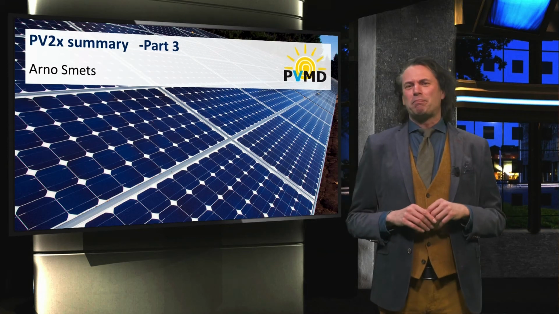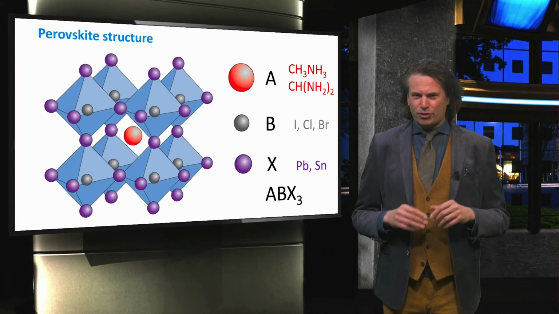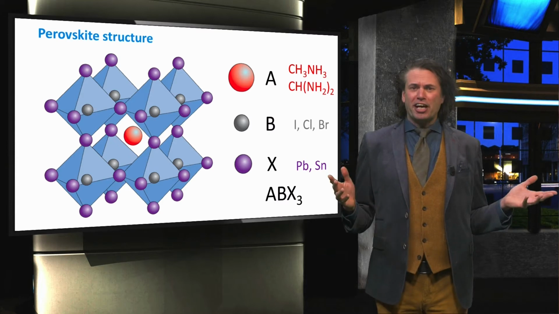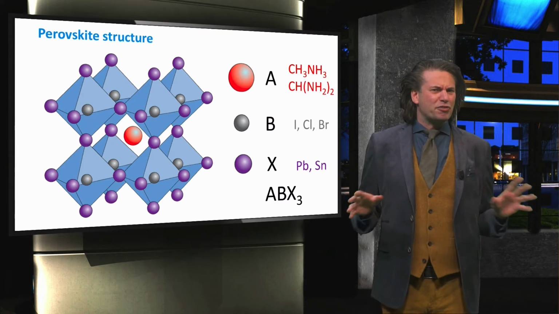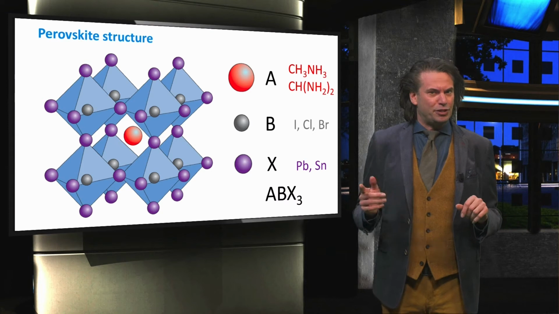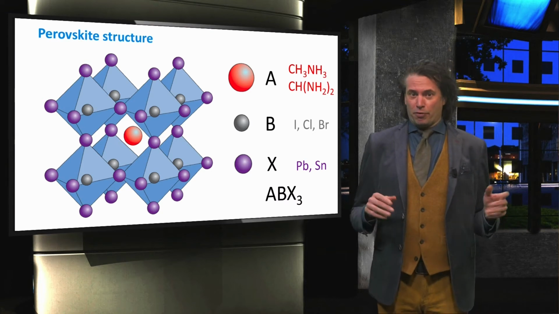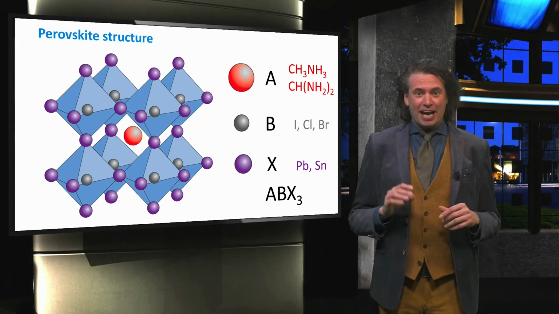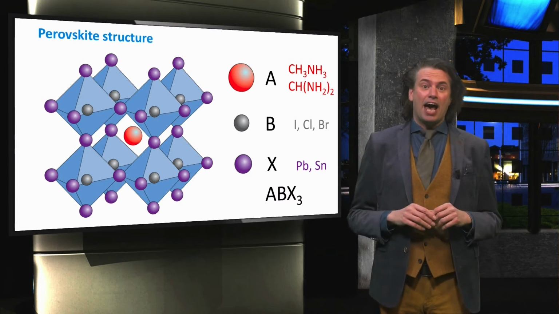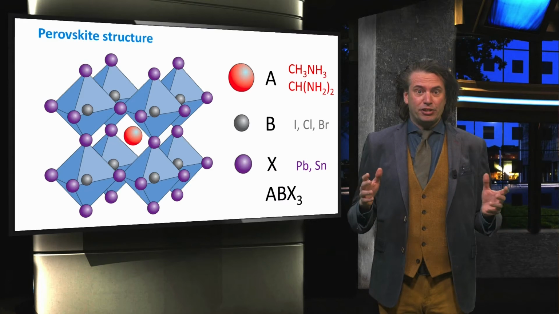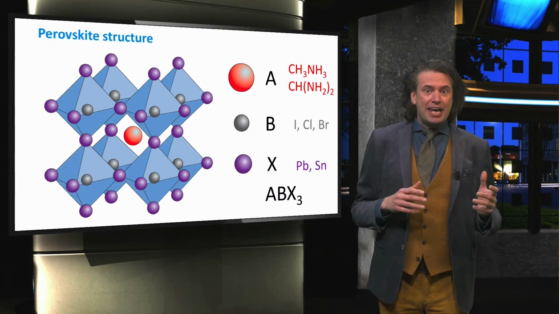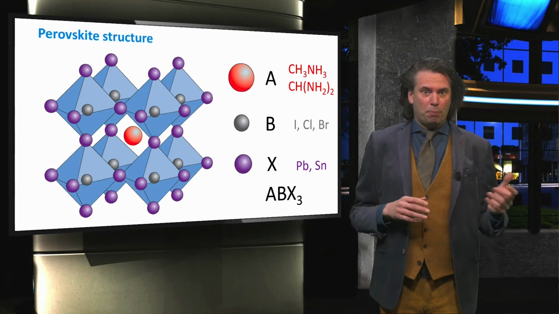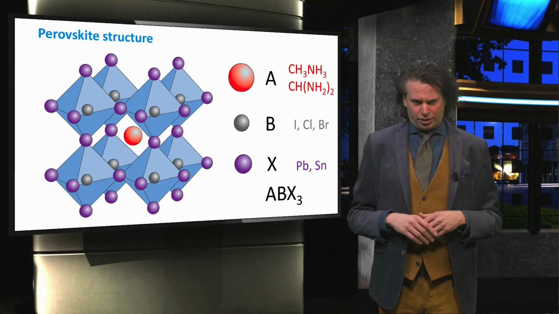A rapidly emerging PV technology is that of perovskite solar cells. Perovskites have seen a tremendous increase in initial efficiency in recent years. Perovskites are minerals with the general formula ABX3, where X is the anion, a negatively charged ion, and both A and B are cations, or positively charged ions.